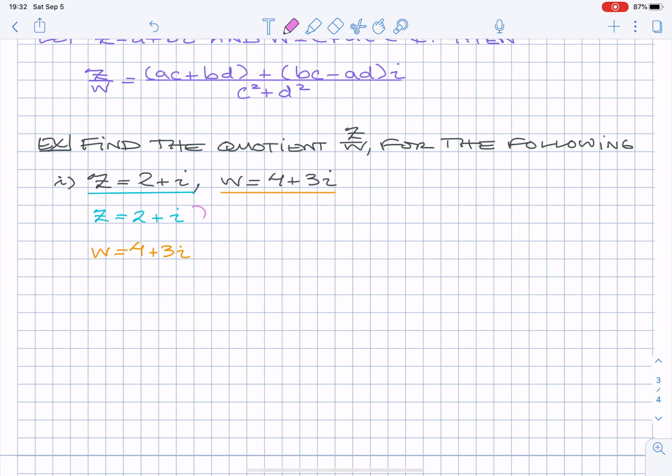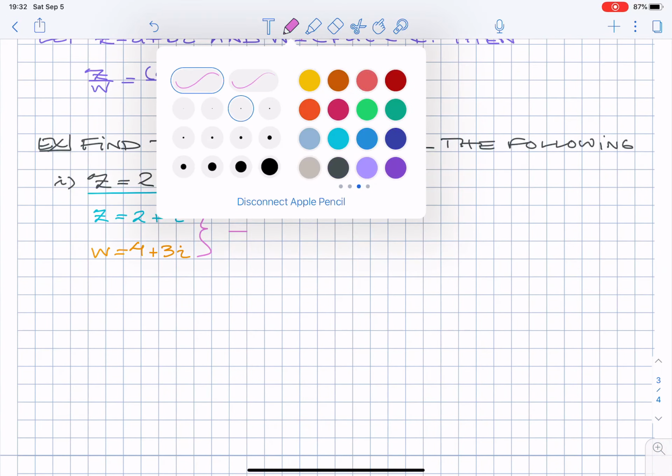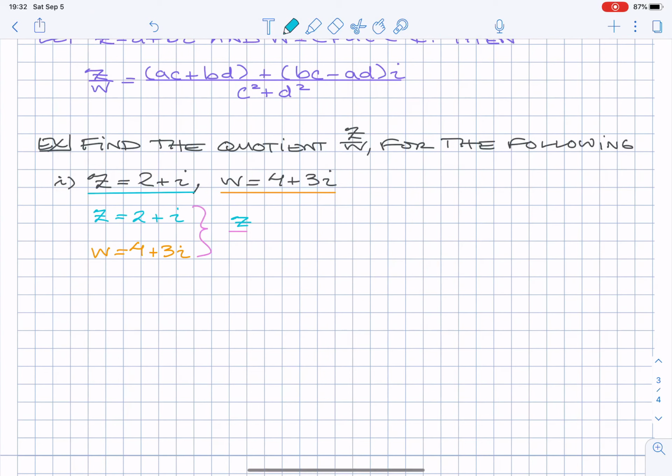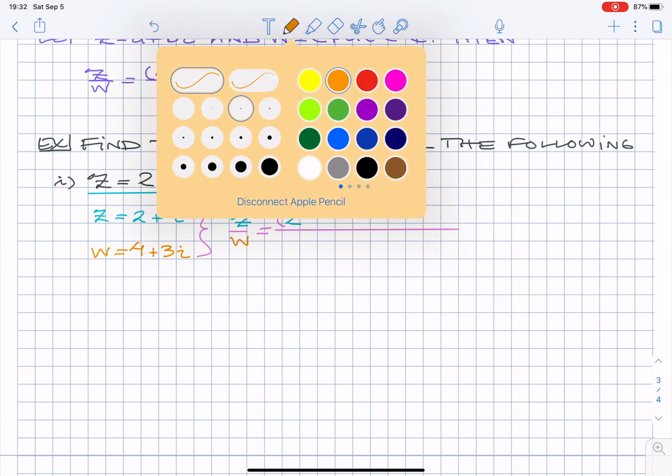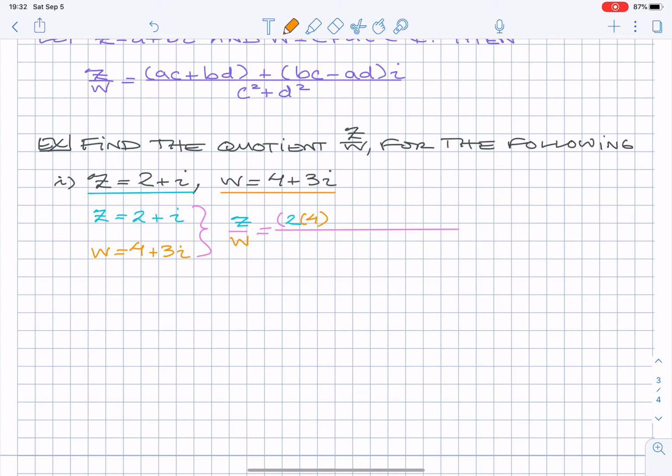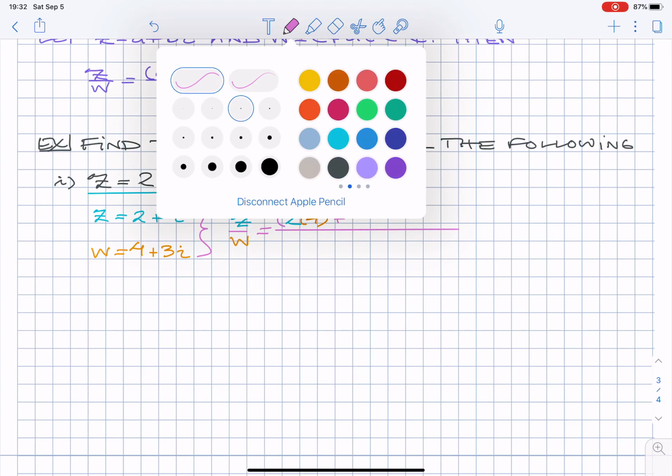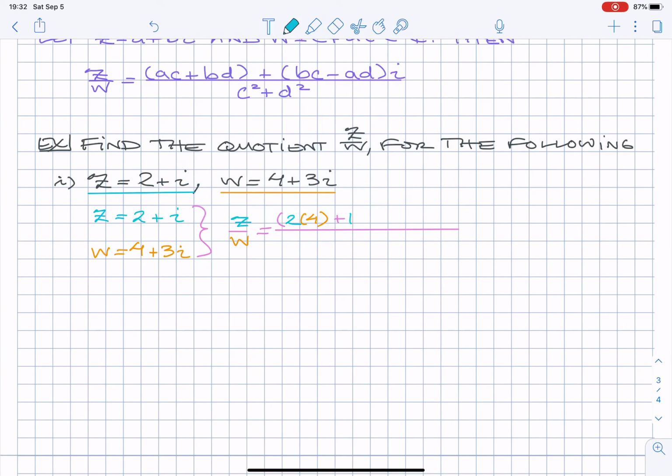So together their quotient will be, so z over w. Let me color code. So in the numerator, we first have the sum, ac plus bd. So ac will now be 2 times 4. What used to be our difference has now become our sum. Plus 1, that's a 1 there next to the i. It's implied, 1 times 3.